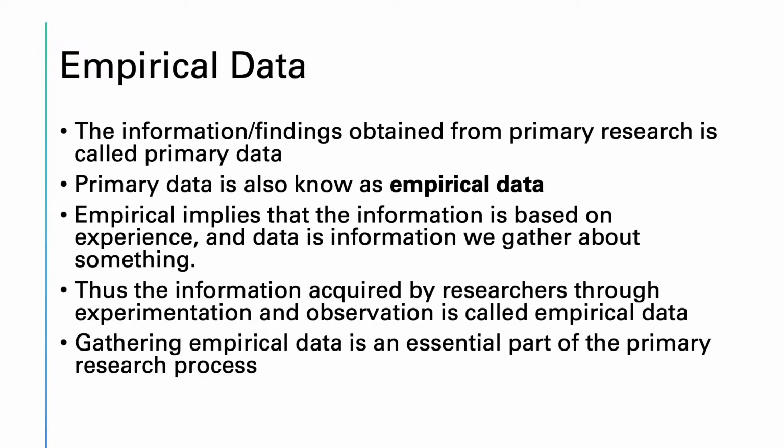So when I talk about empirical data, I want you to think about it like this. The information or the findings that you get from doing primary research is called primary data. And primary data is also known as empirical data. So basically, whenever I say empirical data, it's a fancy way of saying primary data. Okay? And it is the information acquired by researchers through experimentation and observation. So that is what we call empirical data.